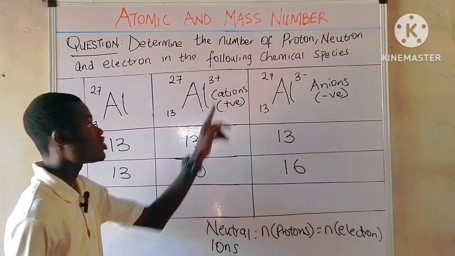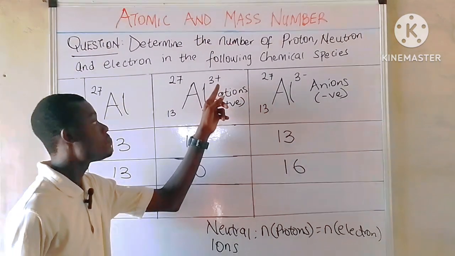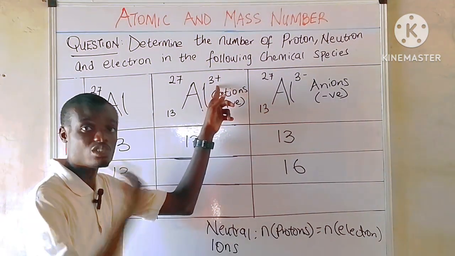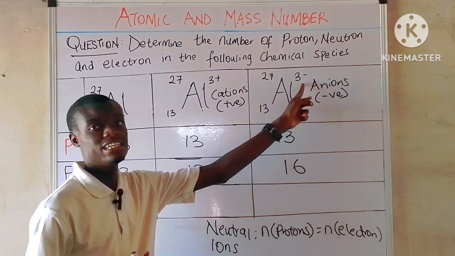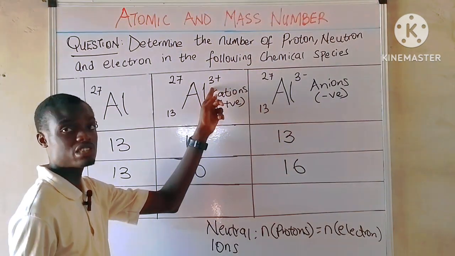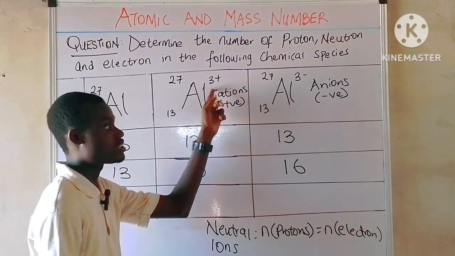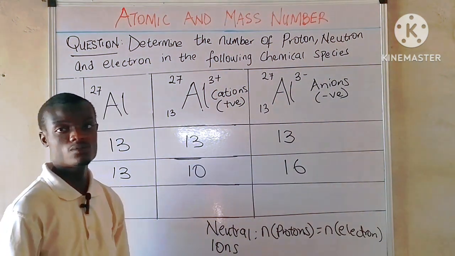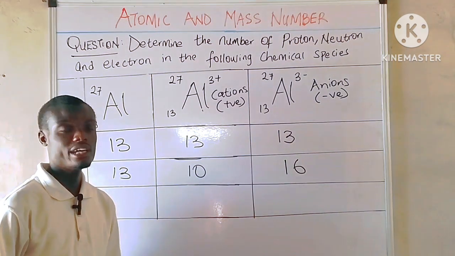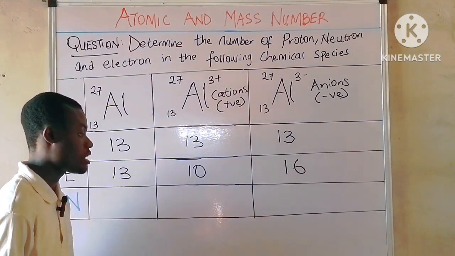So the plus here, remember, tells us that an atom has lost electrons, and the minus here tells us that an atom has gained electrons. So if it was 2 plus, it means it has lost 2 electrons, and if it was 1 minus, it has gained 1 electron. So we can now go ahead to find the neutron number.